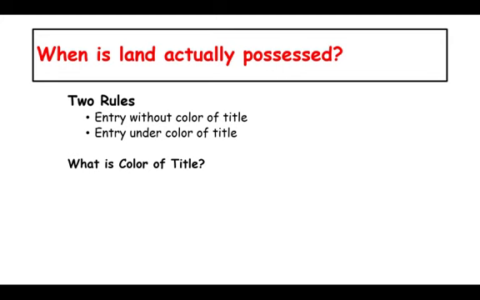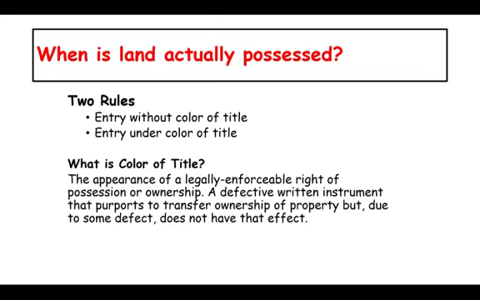Color of title, which is defined in the statute that I asked you to read, is entering with a document that seems to give the person who is entering title. So if you have some kind of a deed that is invalid in some way, a deed, or a will, or some kind of written instrument that purports to transfer ownership of the property to the person who's entering, but there's something wrong with that document, so it doesn't actually have the legal effect it purports to.